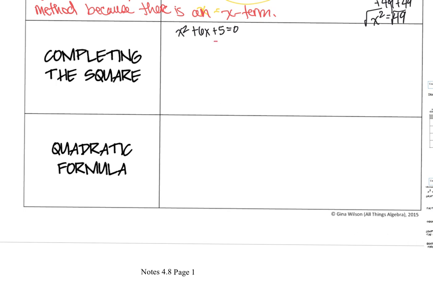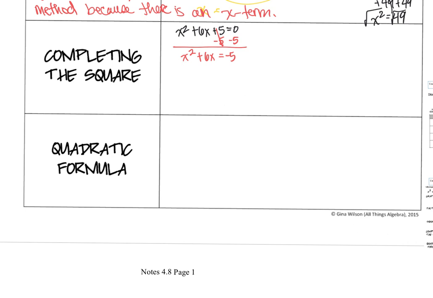So the first thing we're going to do is move that constant, number 5, to the right side of the equal sign by subtracting it. We always use opposite operation to move things. So you have x squared plus 6x equals negative 5. Now what we want to do is be able to take the square root of both sides because we're completing the square. But we need a perfect square trinomial on the left side so that we can do that.